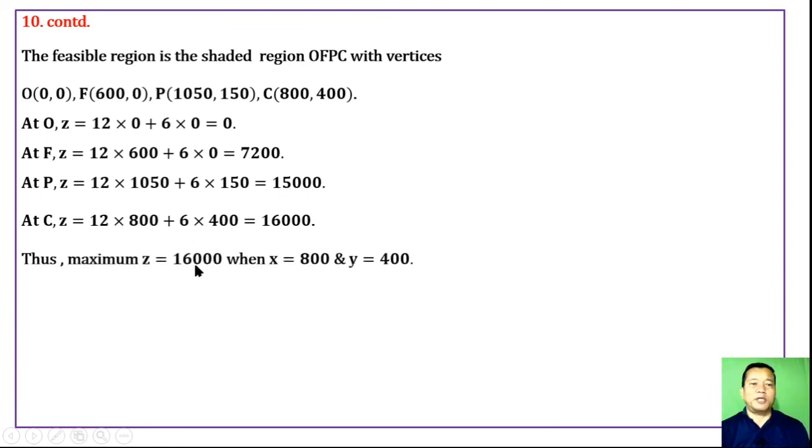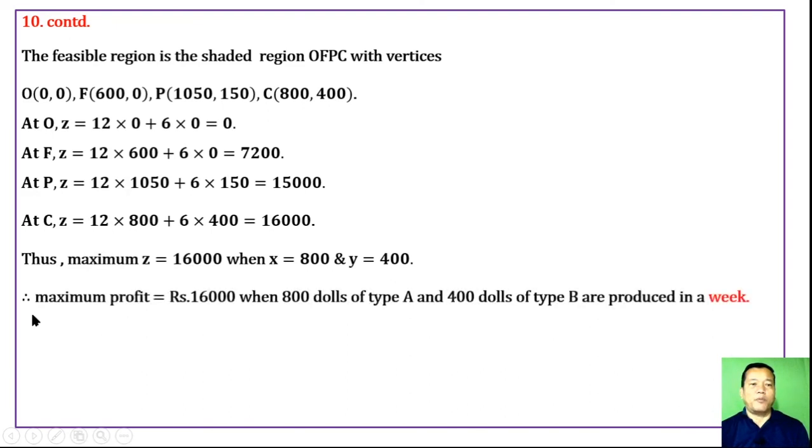Thus, the maximum Z is 16,000 when X is 800 and Y is 400. Therefore, the maximum profit is rupees 16,000 when 800 dolls of type A and 400 dolls of type B are produced in a week.